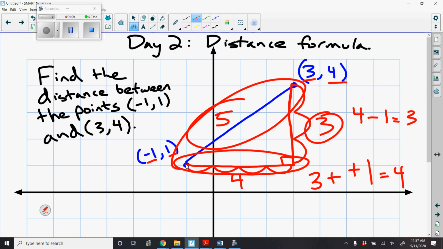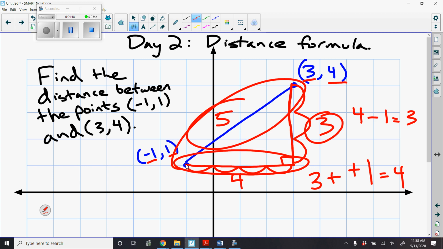Well, what if I subtracted in the other order? What if instead of doing 4 minus 1, I did 1 minus 4? Well, 1 minus 4 would give me an answer of -3. Right? If I did the other one in the different order, -1 minus 3, I'd get -4. What happens, though, is because we're always squaring the 2 legs, right? Think about -3 squared. Well, that still equals 9. -4 squared, that still equals 16. And 9 plus 16 still equals 25. And the square root of 25 is still 5.